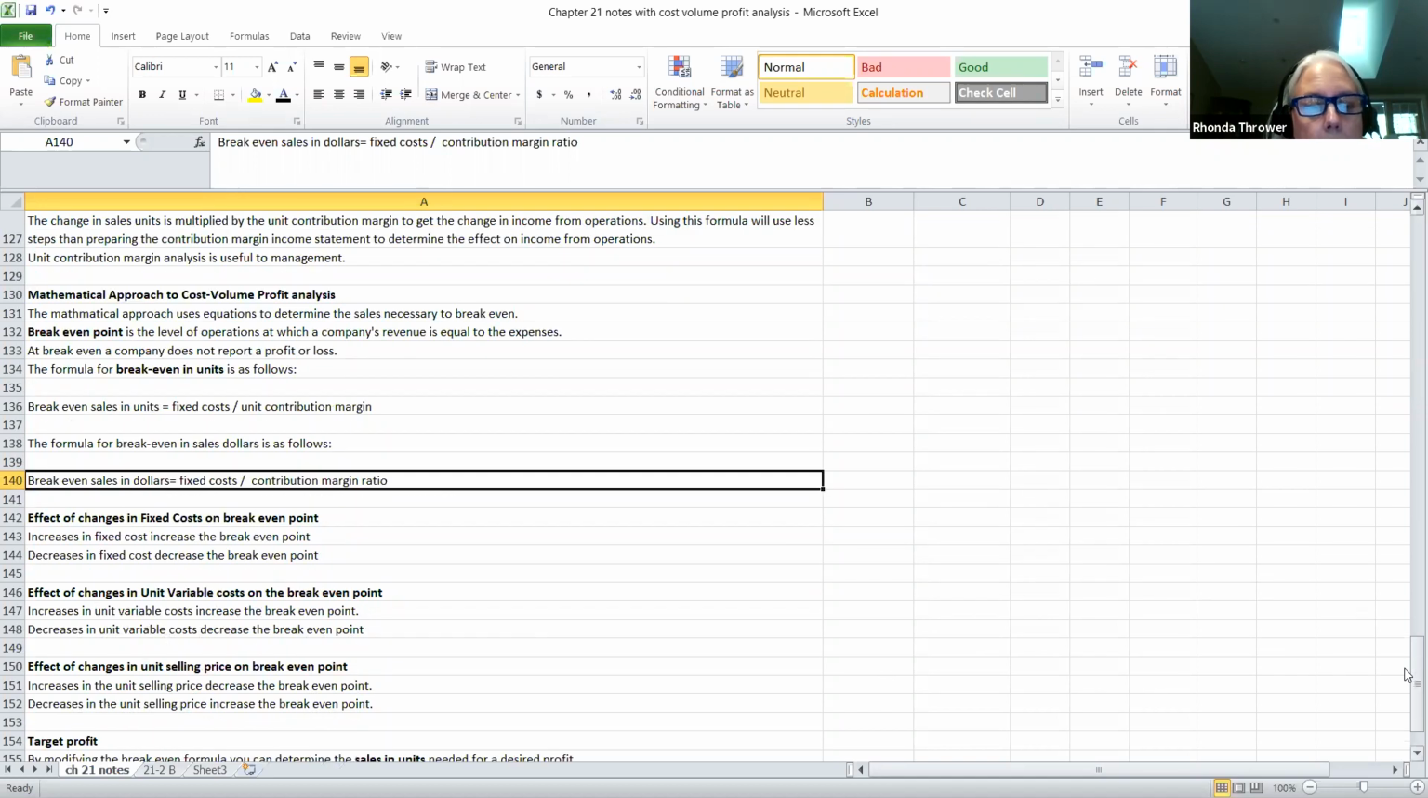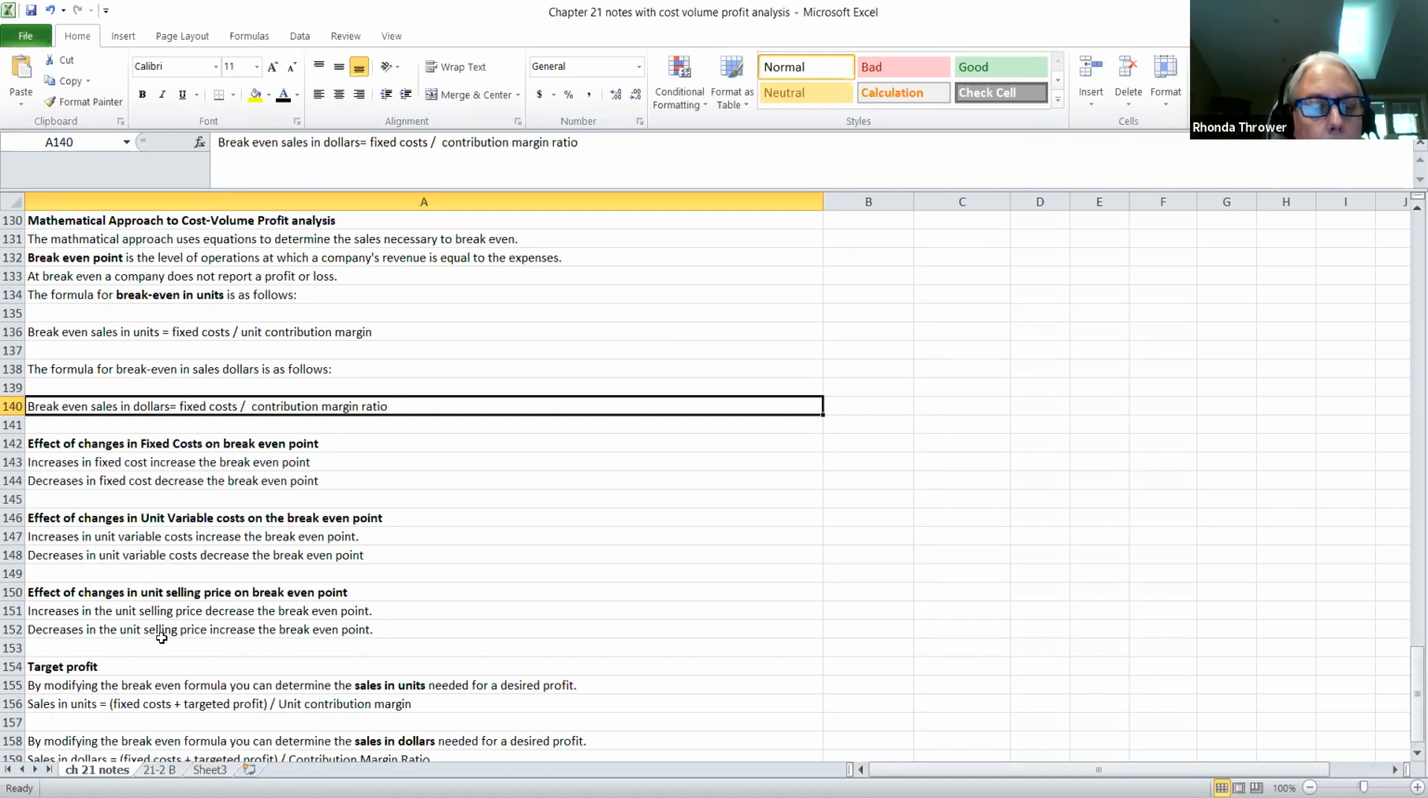There are also effects of changes in the unit selling price on break-even. And so if management decides that they're going to increase the unit selling price, then what that means is they're going to charge more, so their break-even will decrease. The number of units that they have to sell to break even will decrease if you have an increase in your selling price. If you are going to decrease your selling price, then you're going to have to sell more units to break even.